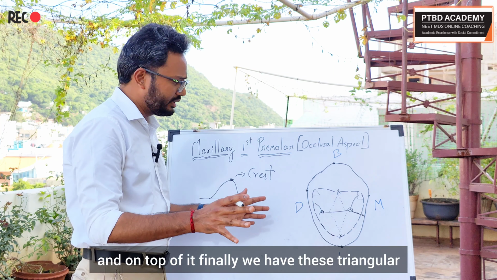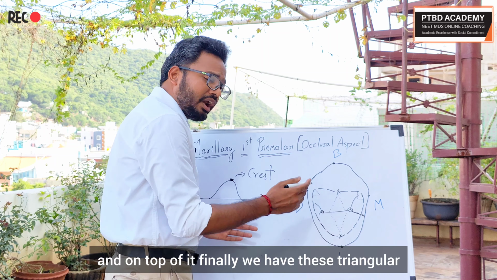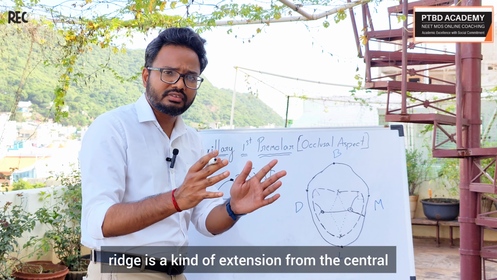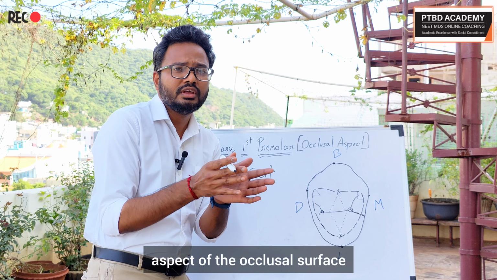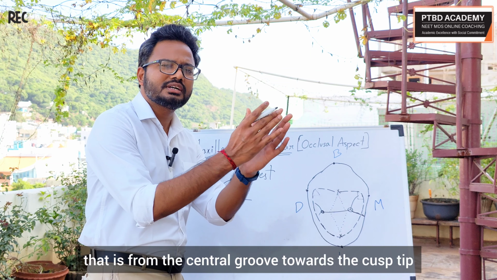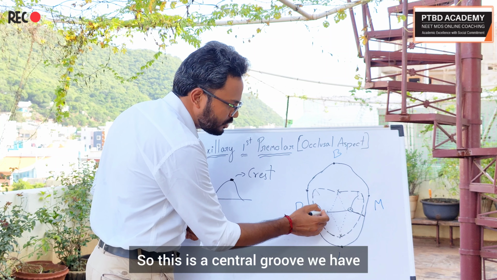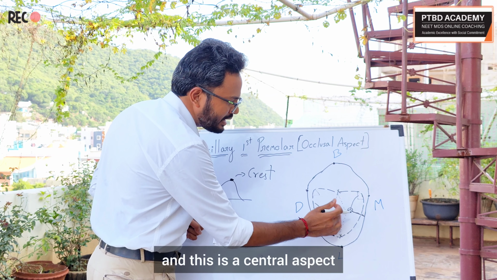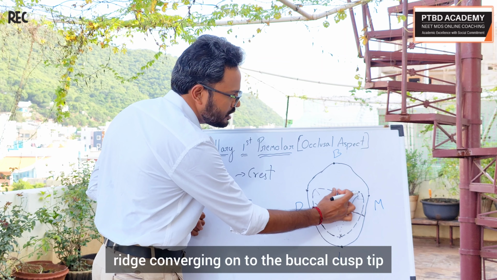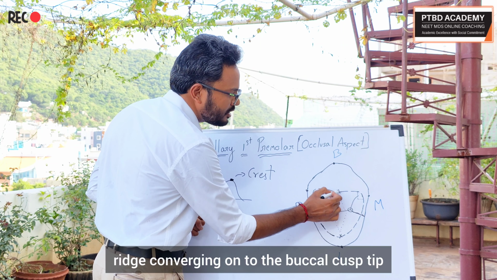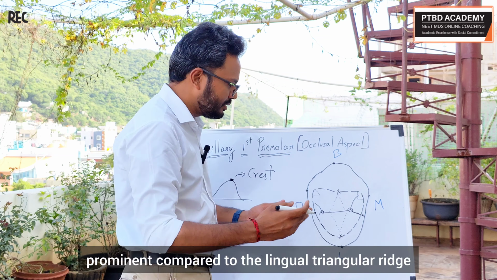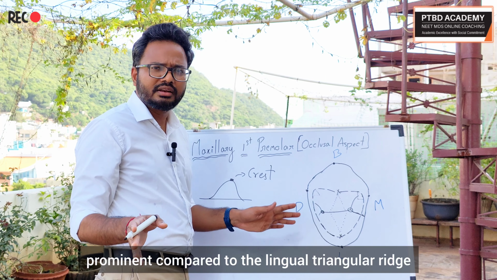And on top of it, finally, we have these triangular ridges, buccal triangular ridge. A triangular ridge is a kind of extension from the central aspect of the occlusal surface, that is from the central groove towards the cusp tip. So this is a central groove we have, and this is a central aspect, and from this area you can see a triangular ridge converging onto the buccal cusp tip. And this buccal triangular ridge is more prominent compared to the lingual triangular ridge.